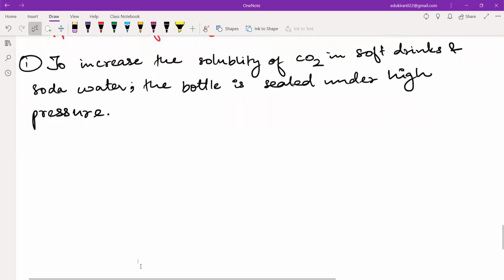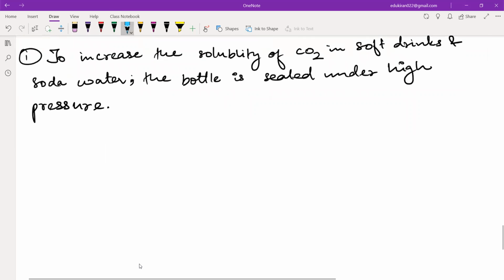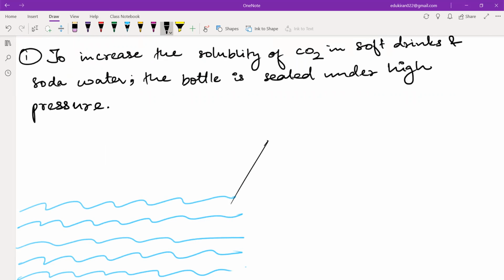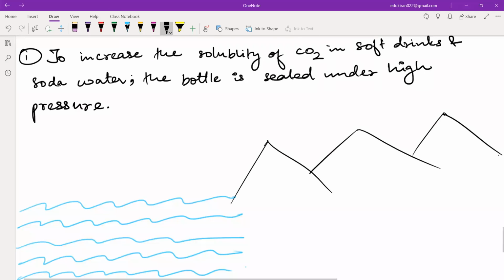Now the next one. Don't draw what I am drawing. Are you done with the first point? Yes or no? All of you done with the first point? Okay. So now you will tell me, what do you think?